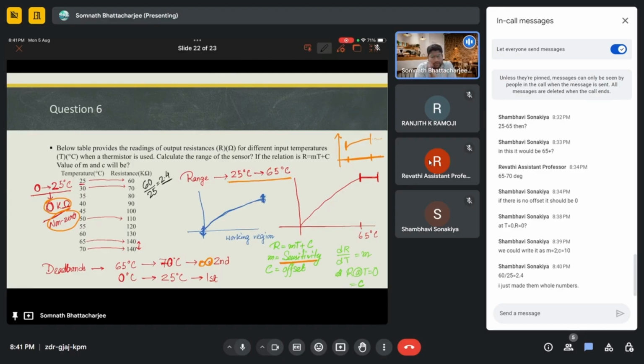No, it's not needed actually. It can be in decimals as well. In real life sensors, it can be like 17.1 or something like that. So it's fine.